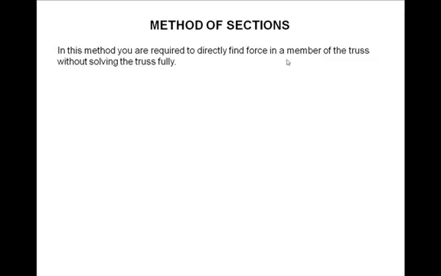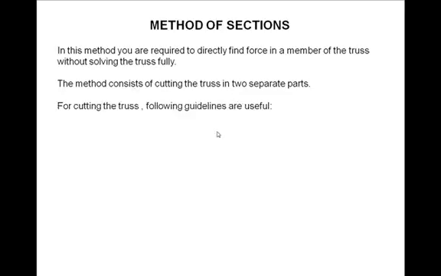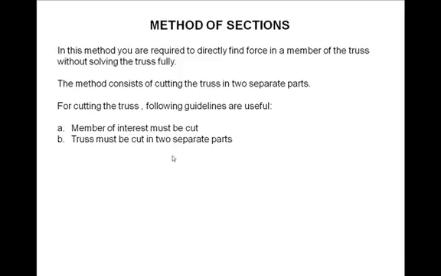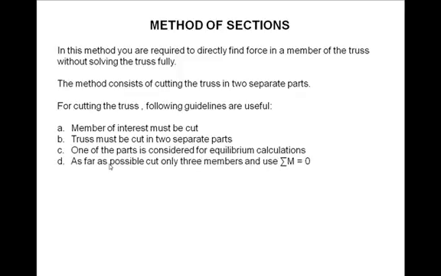what exactly we are looking for is you are required to directly find force in a member of the truss without solving the truss fully. And the method consists of cutting the truss into separate parts, and for cutting the truss we are given some guidelines. One is the member of interest must be cut, then the truss must be cut in two separate parts, then one of the parts is considered for equilibrium calculations. As far as possible, we cut only 3 members and use sigma m equal to 0. If usage of sigma m equal to 0 is not possible, then we use sigma fx equal to 0 or sigma fy equal to 0.